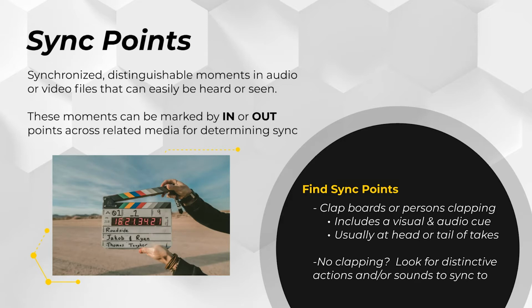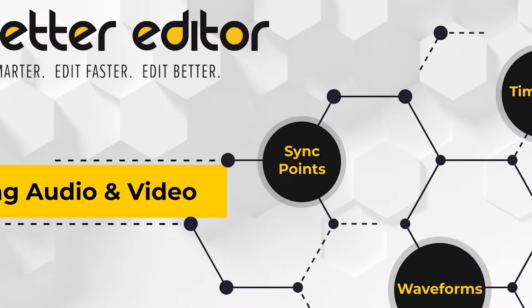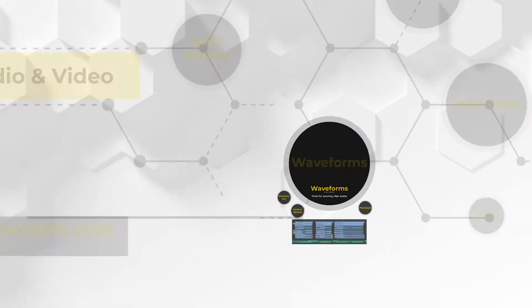This can literally be anything so long as you can identify it across all of the camera angles and all of the audio that you're working with. Some things might include a car crash, it could be somebody hitting something with a piece of wood, it could be a baseball bat. These sync points can literally be anything that you can visually see and hear at the same time. Okay, who likes magic tricks?